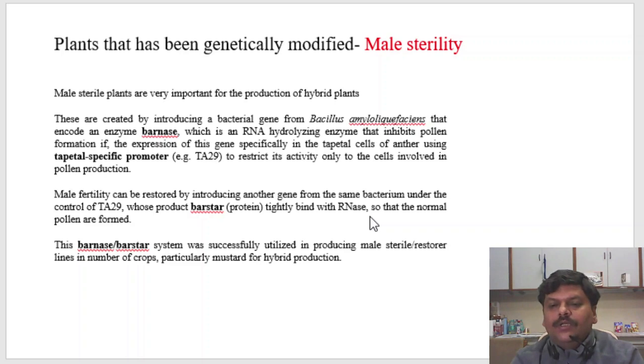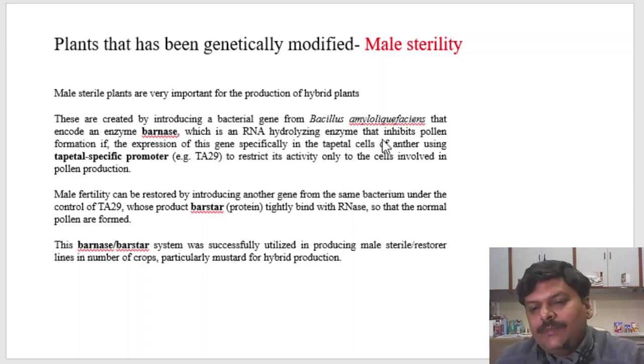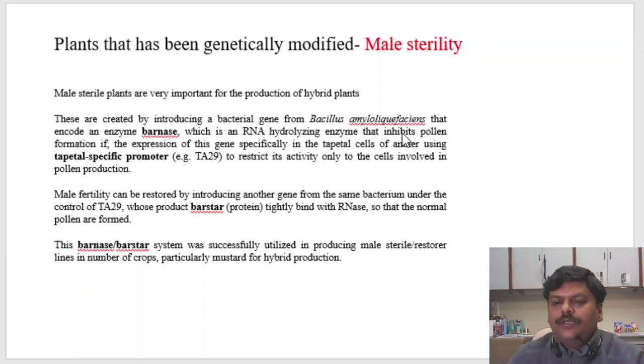conventional breeding. So for making hybrids, scientists have designed a method where male sterility is induced. The genes have been identified from a bacterium called Bacillus amyloliquefaciens, and there is a gene called Barnase. This Barnase gene codes for Barnase protein, and this protein is an RNA hydrolyzing enzyme.